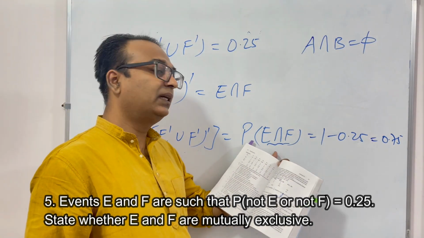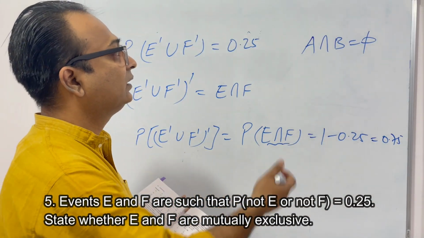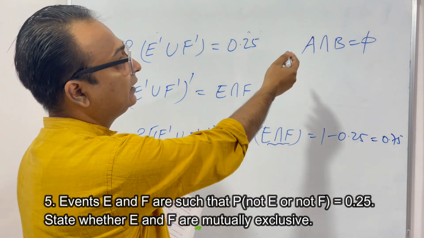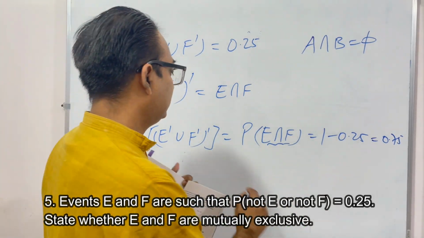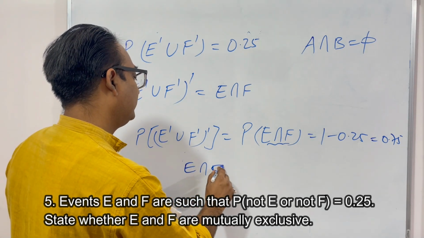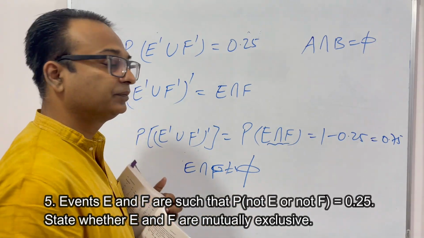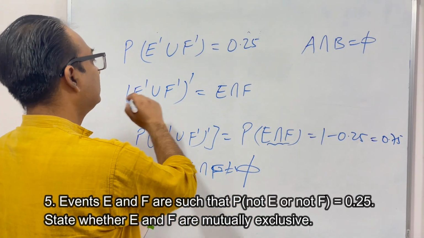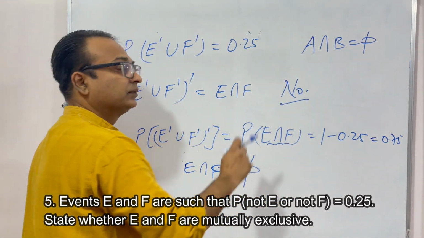So when you have elements common to E and F, the probability is 3 out of 4. Then naturally, A intersection B, or E intersection F, is not phi. That is, from here we get that E intersection F is not phi. Therefore, they are not mutually exclusive. So the answer is no. Clear?